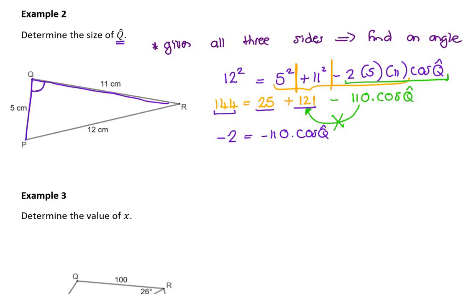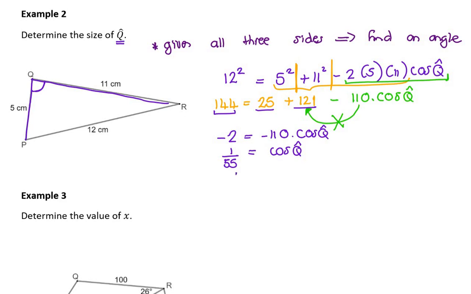Now when I divide by 110 on both sides, I get 1 over 55. And this is why I love the cos rule. Any cos equation has two answers. However, the second answer is in quadrant 4. Now, an angle in quadrant 4 is above 270, and there's no way that an angle above 270 can be in a triangle. And so the cos rule is wonderful because there's never two answers.